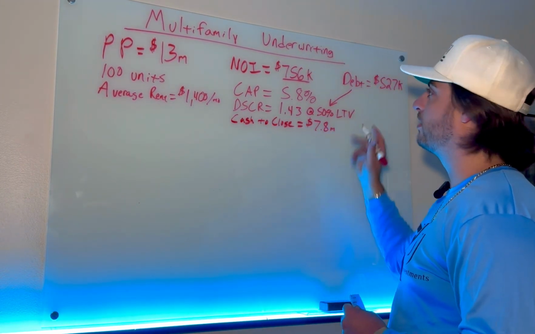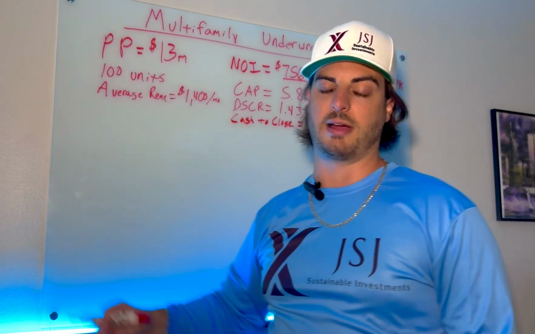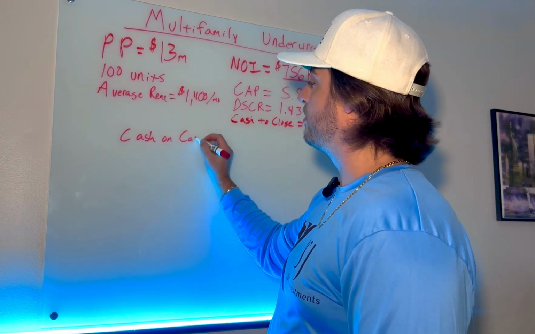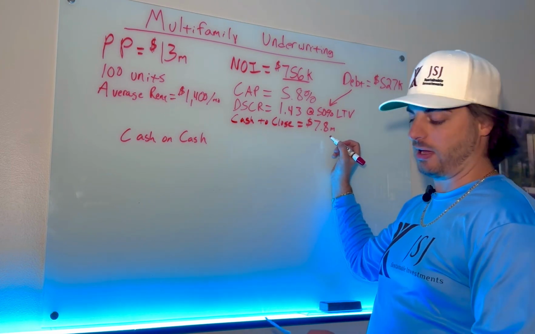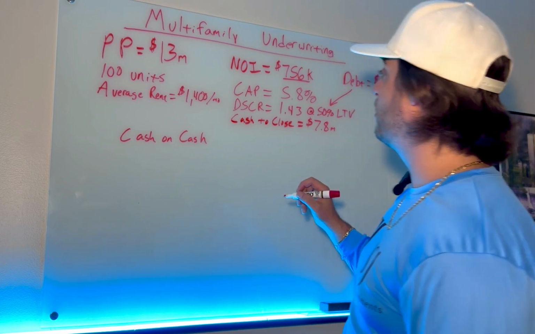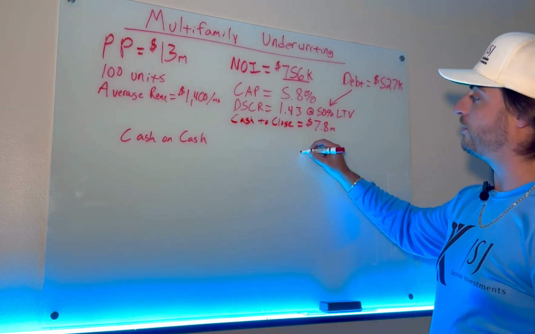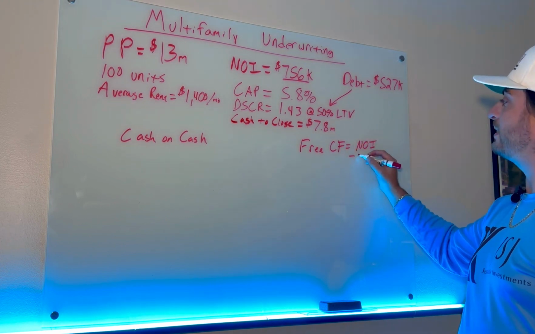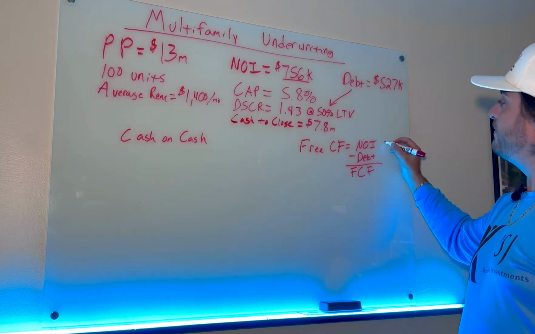$7.8 million. So we need to bring in $7.8 million to purchase this $13 million asset. So we want to know what our cash on cash return is. What are we going to make off of our $7.8 million investment? In order to calculate the cash on cash, we're going to need to know what our free cash flow is. So in order to get our free cash flow, we're going to take our NOI and subtract our debt, and that's going to equal our free cash flow.